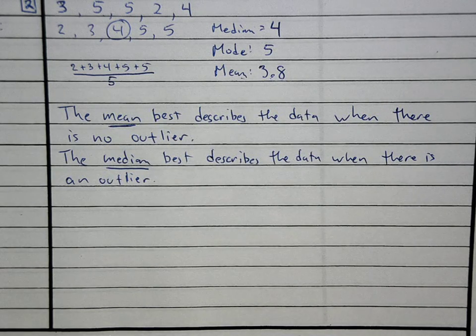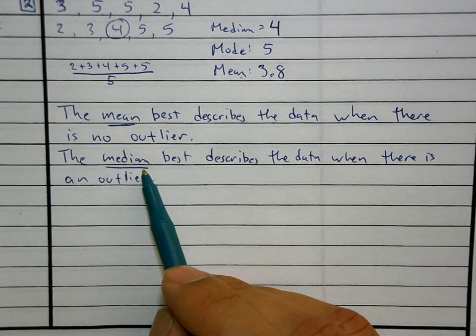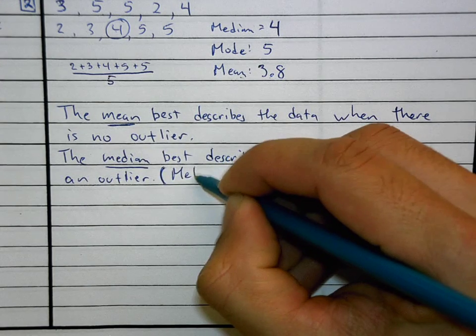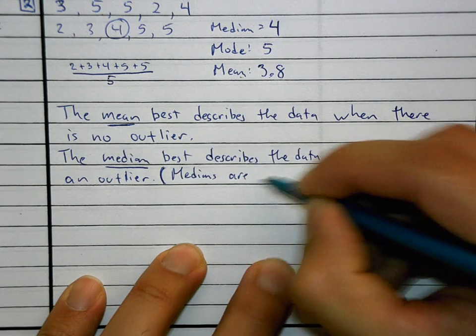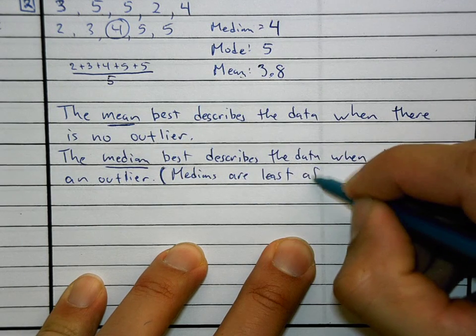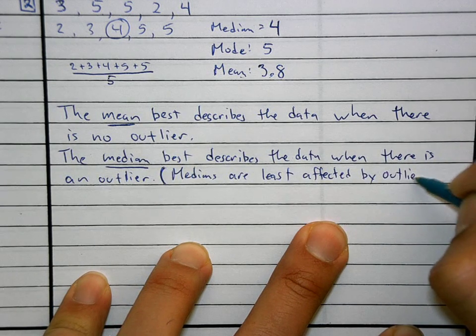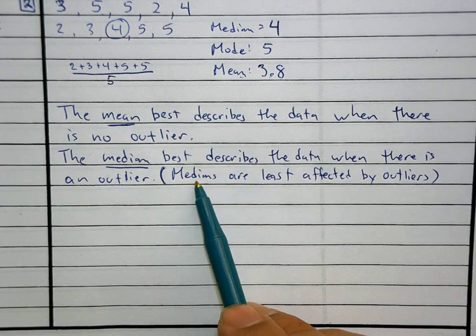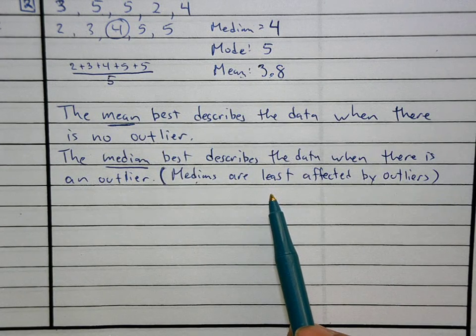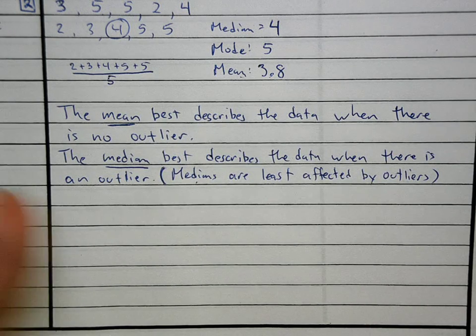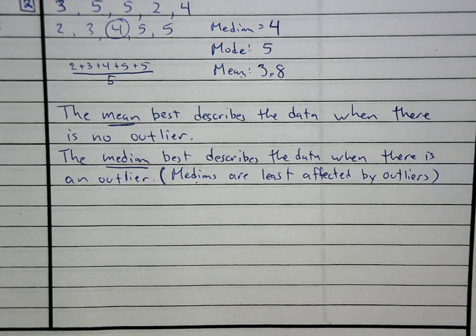Okay. How come medians, I want to put this right here in a little parentheses. Medians are least affected by outliers. Medians are barely affected by an outlier. An outlier does not move a median very much. Doesn't move it at all practically, which is why home prices are best described by medians.